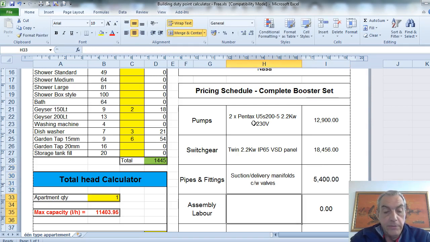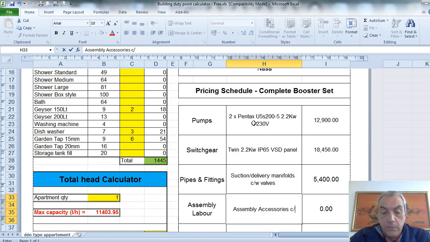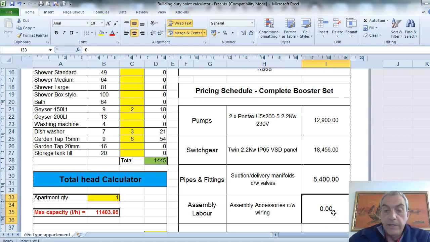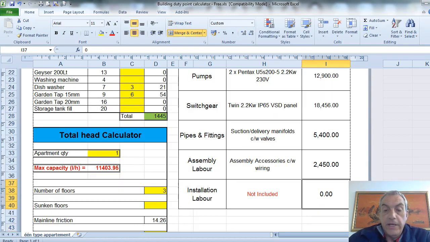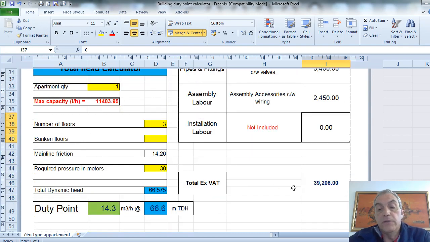And the assembly, I'm using assembly accessories complete with wiring, and let's say the price there would be 2,450 Rand. And I'm not doing the physical installation on site, their own plumber will do that, so I'm not going to put a figure in there, and it would then give you a total excluding VAT.